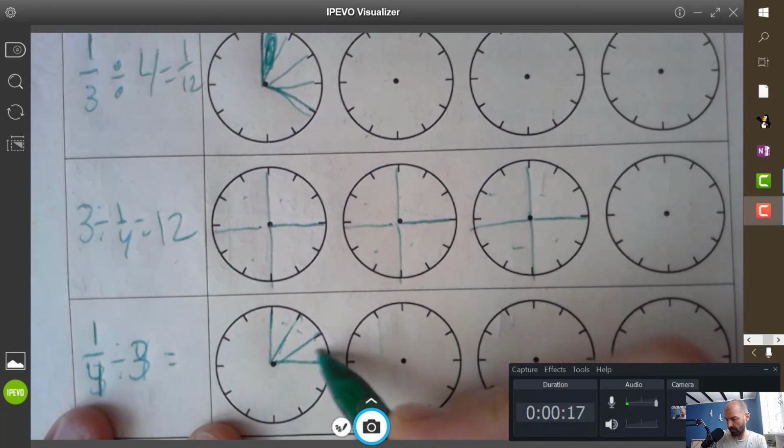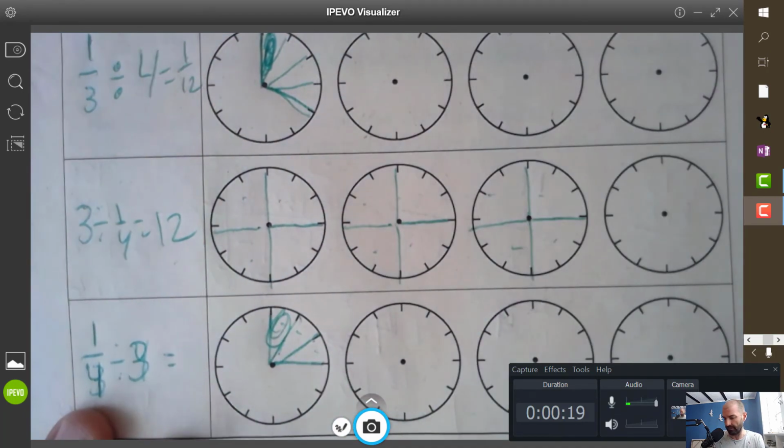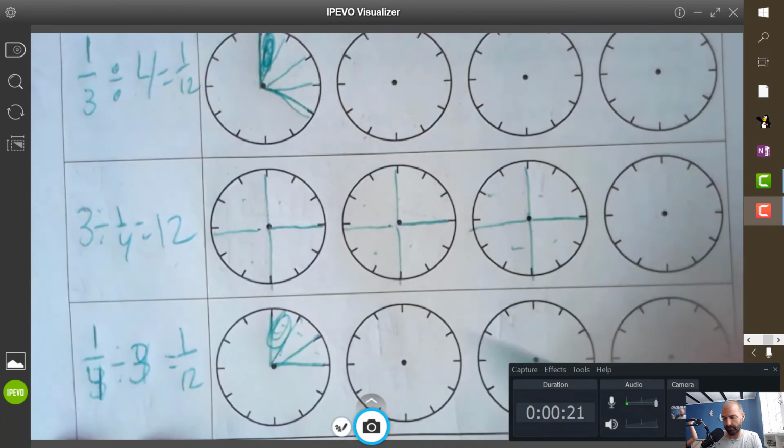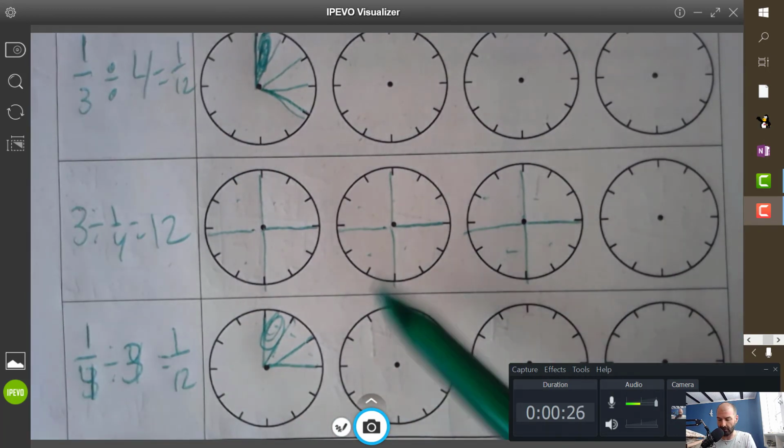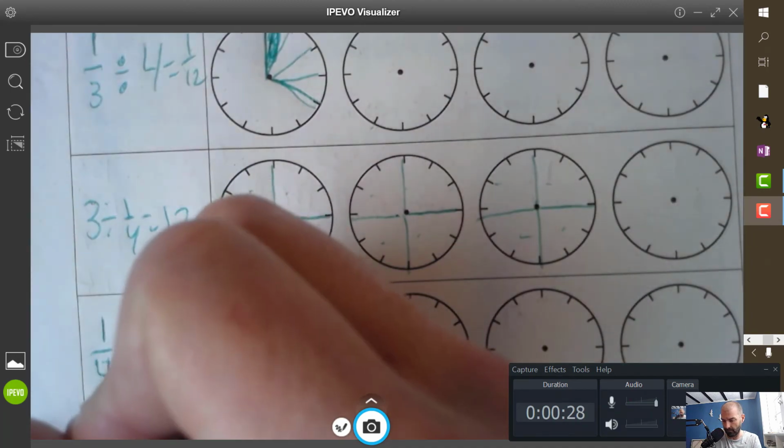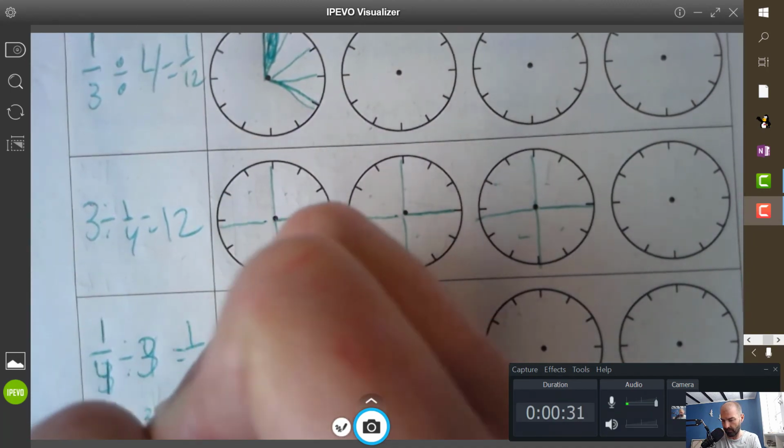Here we go. 1, 2, 3 parts. It's still this same piece, which is with that same piece there. So that's 1 out of 12. That's 1/12. So 1/4 divided by 4. Sorry, 3 is. Let me rewrite this. 1/4 divided by 3 equals 1/12.